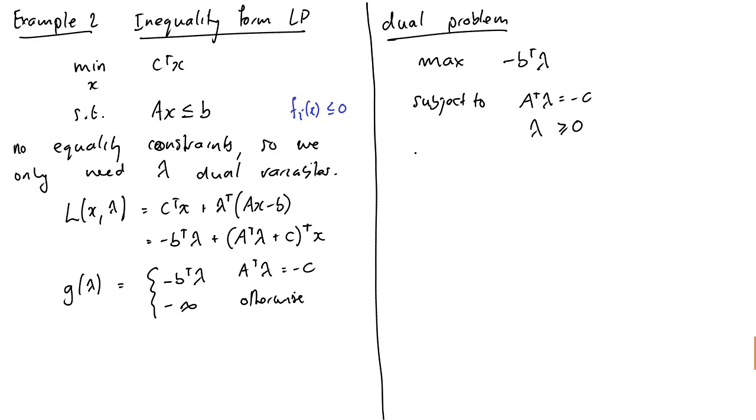Okay, that's also very interesting. What does this problem look like? Well, this just looks like a standard form linear program. If we wrote it as a minimization problem of B transpose lambda instead of a maximization problem, then this is a standard form LP. So the dual problem of an inequality form linear program is a standard form linear program.